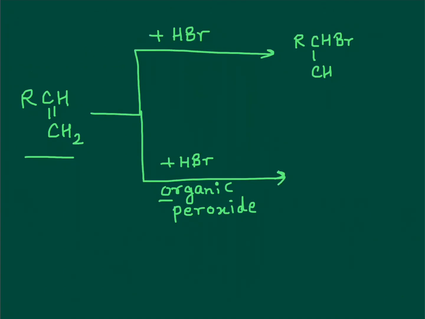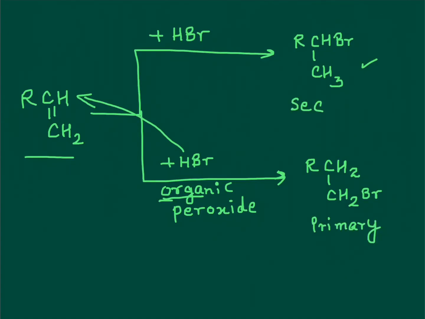This HBr becomes rebellious in the presence of organic peroxide. He says, no way am I going to the carbon bearing more number of hydrogen. Hydrogen says, no, I am going to the carbon bearing lesser number of hydrogen atoms. And there we go. Oh, look at that. That's a totally different product. It's opposite to what we had drawn earlier, right? Instead of having a secondary alkyl halide, we are having a primary product.